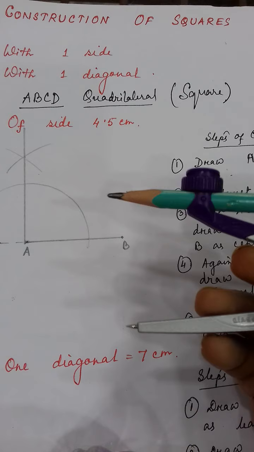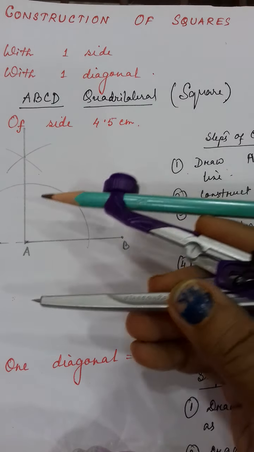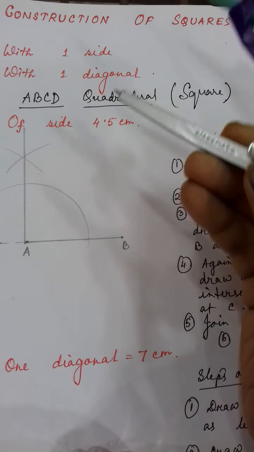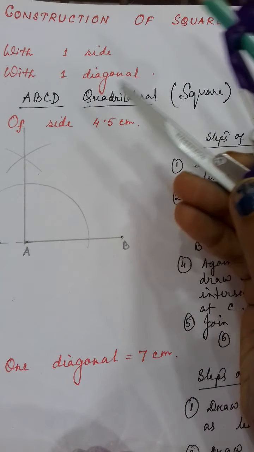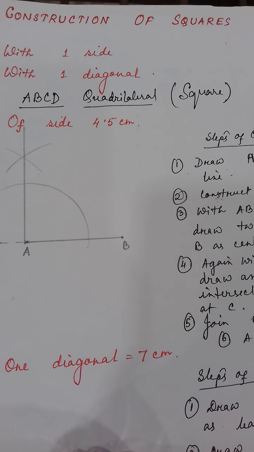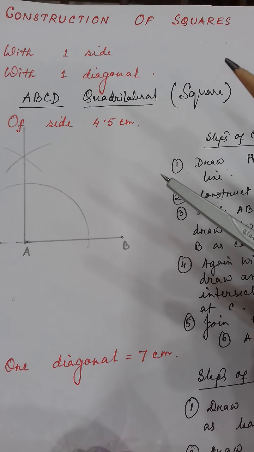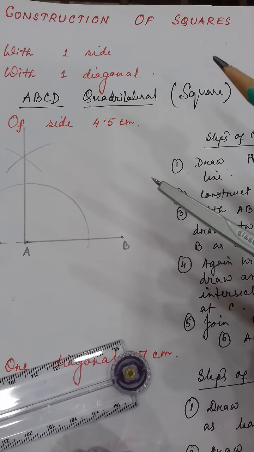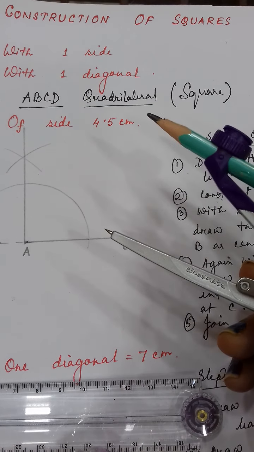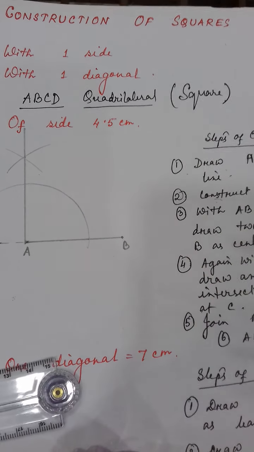As you have done in the rectangle, first you construct the perpendicular bisector. Same here also you will construct the perpendicular bisector. Clear? Here you have to construct from your exercise 2. You have to construct a square of side 4.5 centimeter, ABCD. So AB you consider as the baseline, a line segment of 4.5 centimeter.